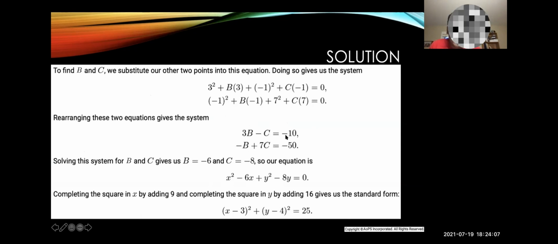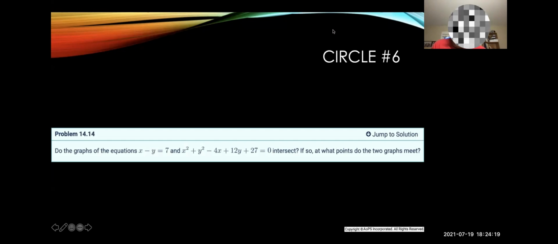And then we get our system of equations. We solve the system of equations. We figured out B is -6, C is -8. We can put those in, then we complete the square, and then we can figure out what our answer is. And then this is the last problem, I believe, for today.